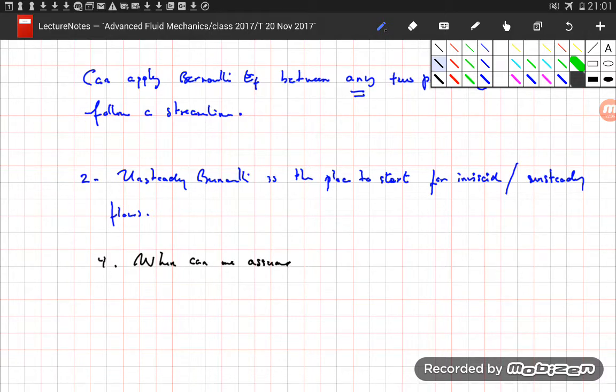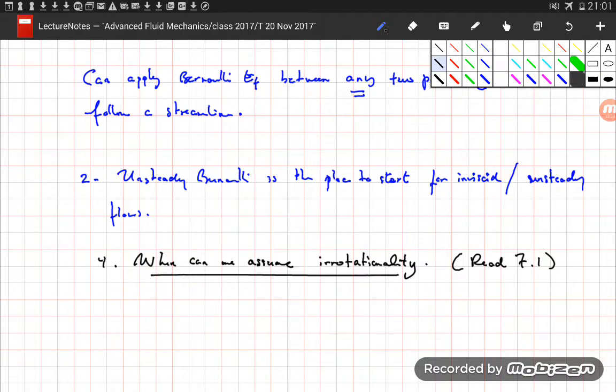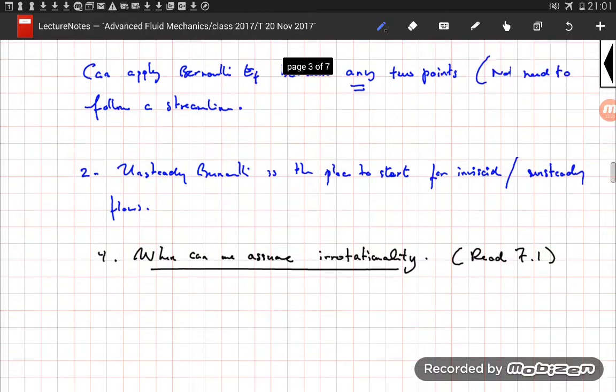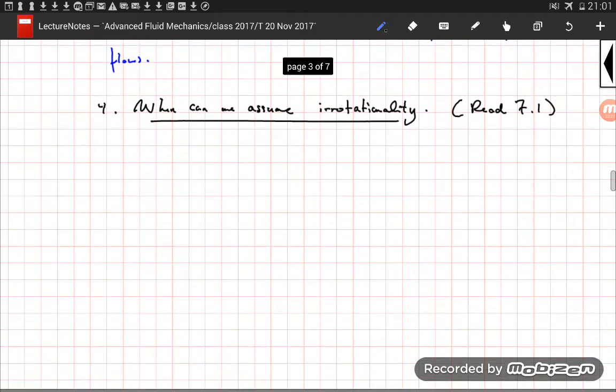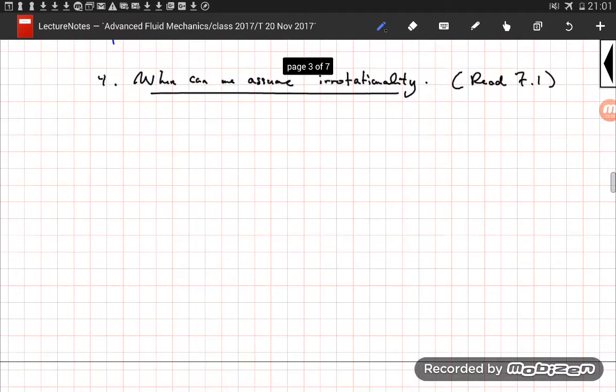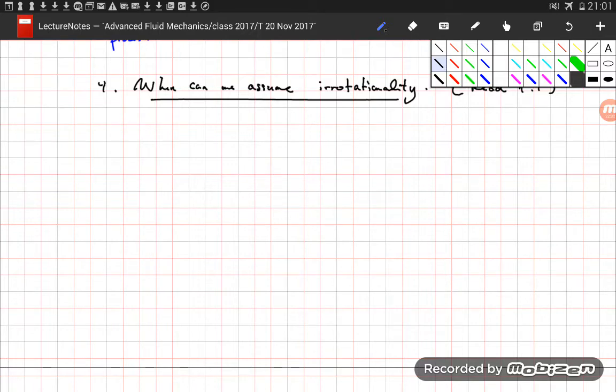When can we assume irrotationality? So here, this you can read in chapter 7.1 from Kundu. Now, we will not go into too much detail. Oftentimes, it will be pretty obvious whether or not you can assume the flow to be irrotational, but sometimes you will have to guess yourself.